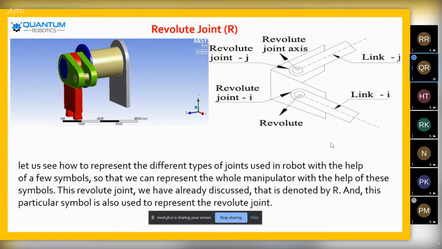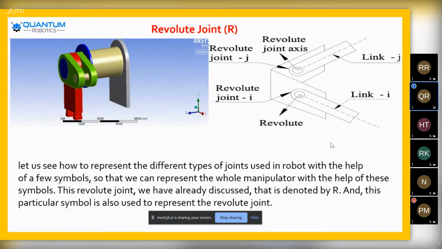Here we can see the revolute joint, which is represented by R. In the previous sections you have seen the TSS coordinate system and the TRR coordinate system, which included the same kind of representation. Here the revolute joint is represented by R, and there also it was represented like that. Now it is clear, so this topic will also be clear for you.